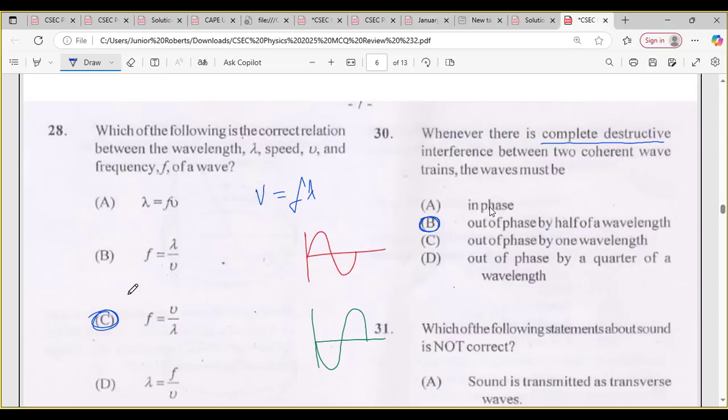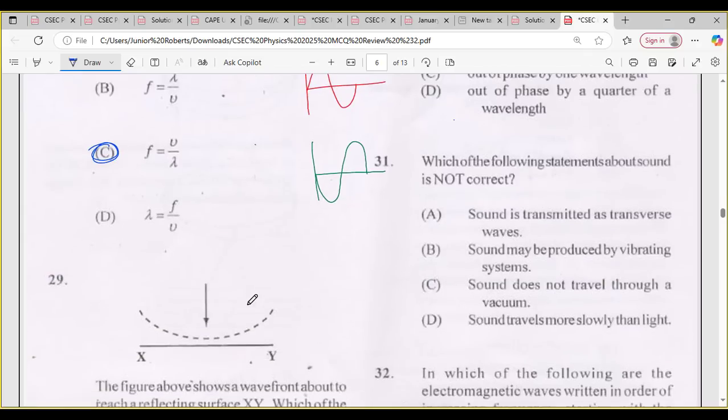If they're in phase, we're going to get constructive interference. Now C says out of phase by one wavelength. If they're out of phase by one wavelength, then they're going to be back in phase. And then D says out of phase by a quarter of a wavelength. That's not going to cause complete destructive interference. So 30 is B.